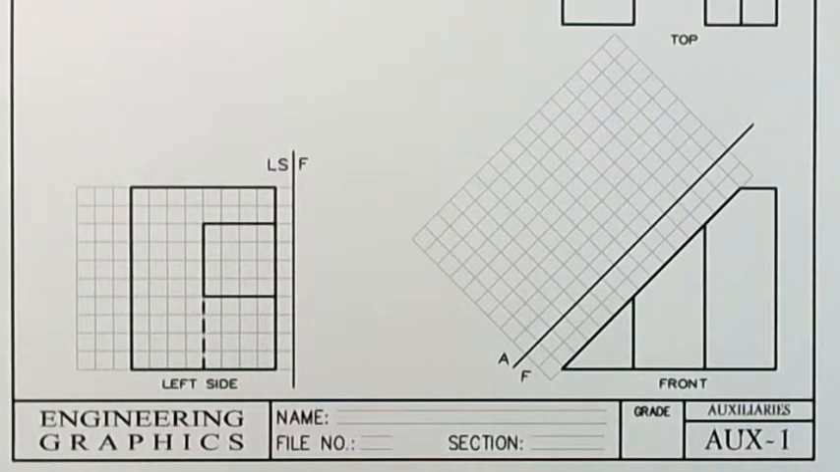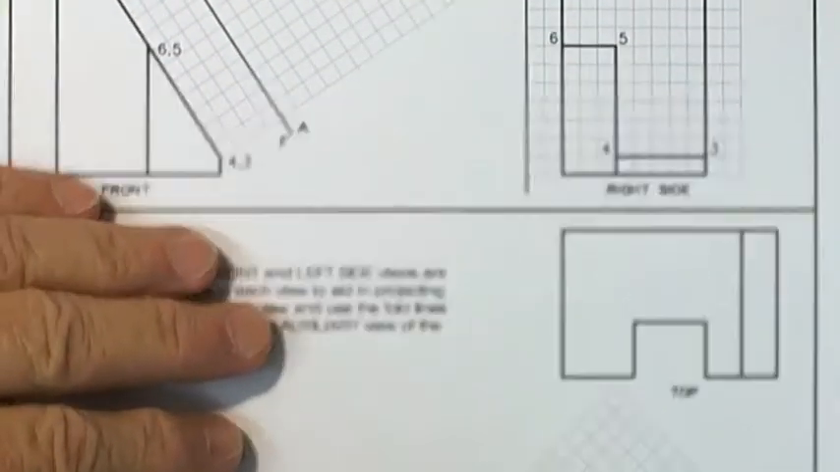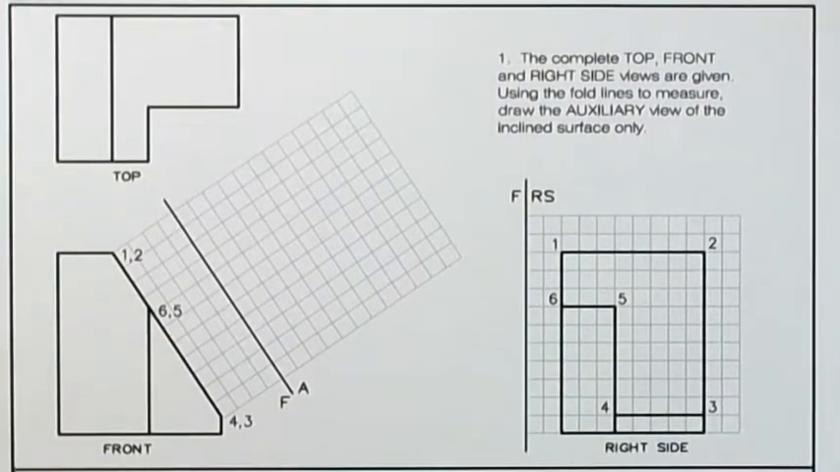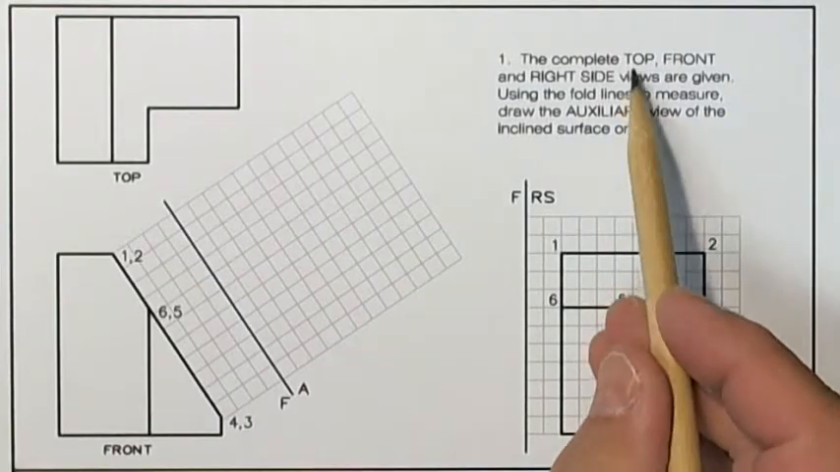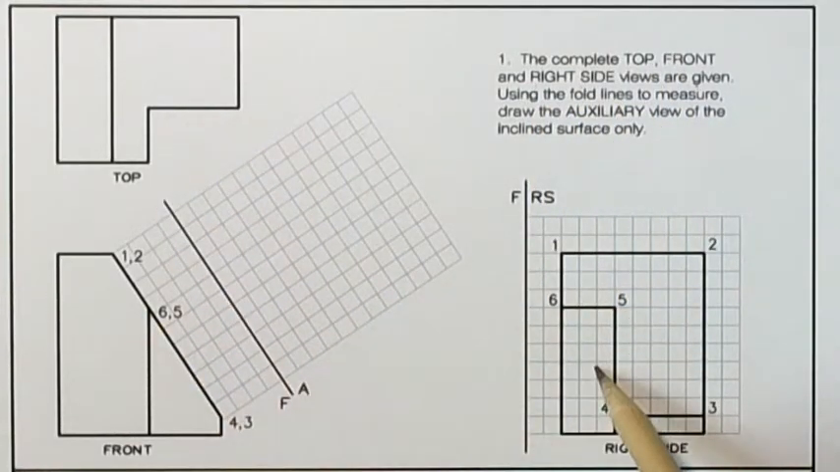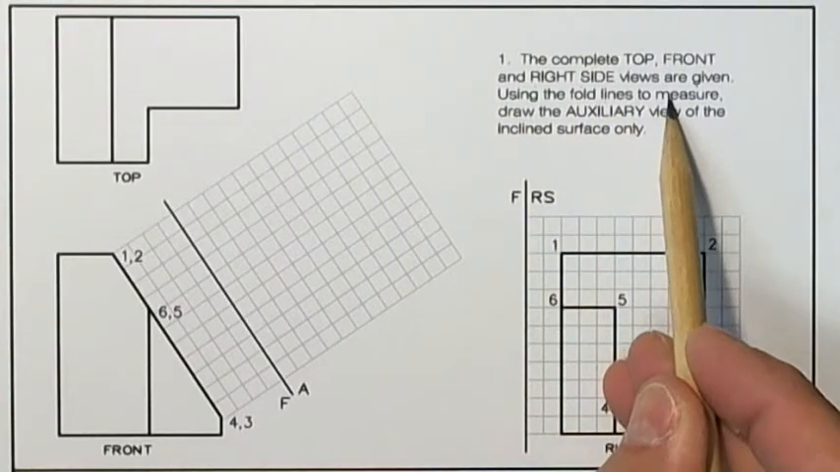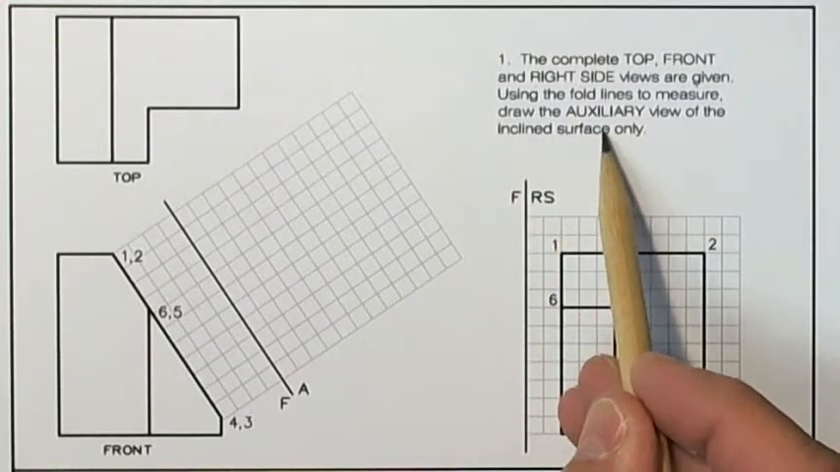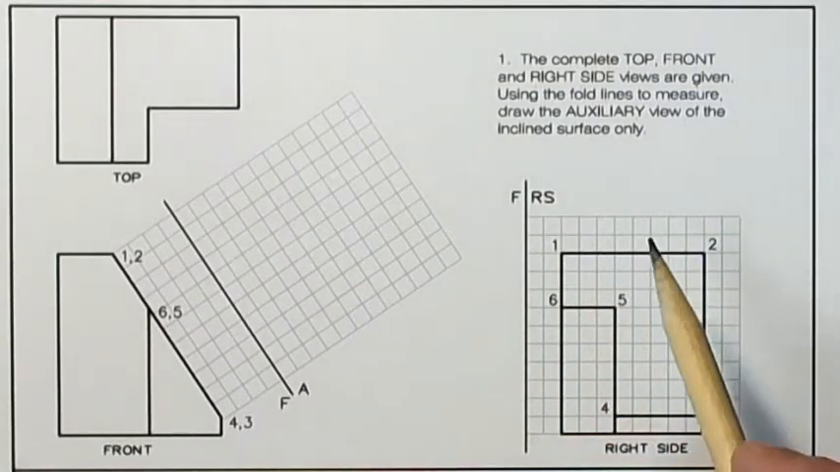Let's begin with auxiliary 1, AUX1. I'm going to move to the top of the sheet of the first problem, and it says the complete top, front, and right side views are given. So all of our views are correct. Using the fold lines to measure, draw the auxiliary view of the inclined surface only. Not the whole object, just the inclined surface.